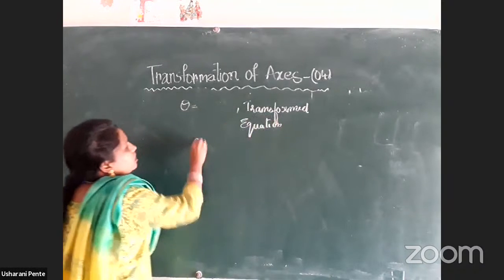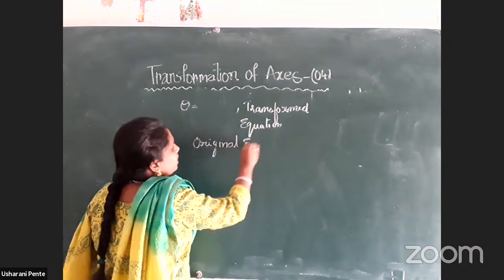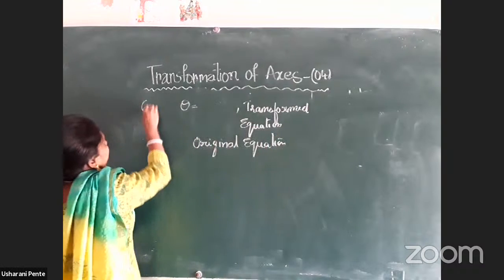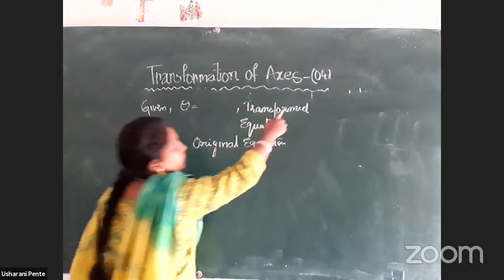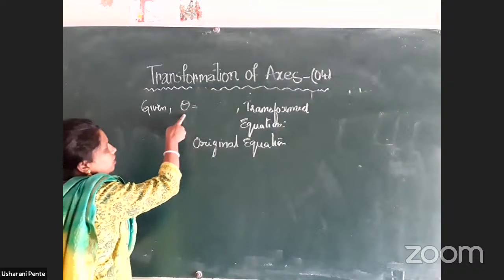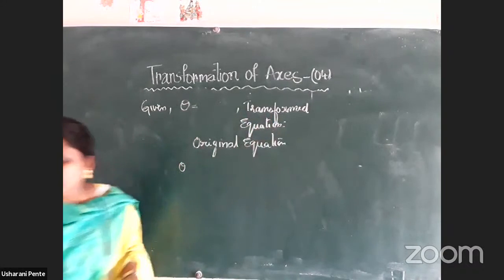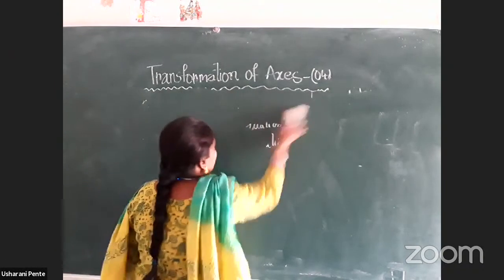Then we need to find the original equation. If the theta value and the transformed equation are given, we need to find the original equation. In a similar way, if they give theta and the original equation, we need to find the transformed equation. Let us look at one sample problem regarding that.